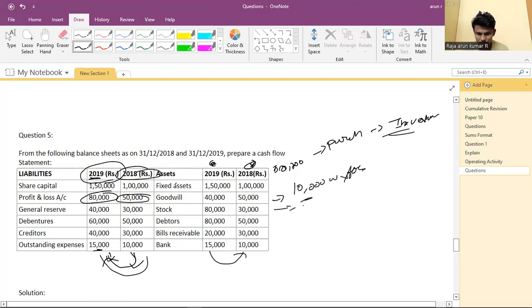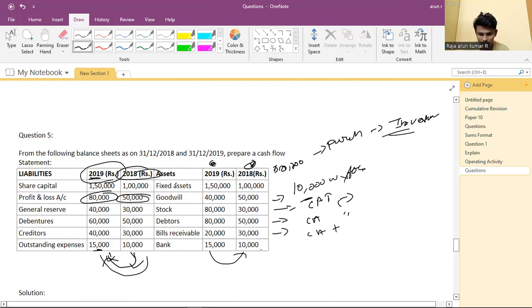Stock means stock 30,000 opening, 50,000 increases. Stock increases, current asset increases. Okay, what do we do? Less it. Then debtors, current asset increases. Again, current asset increases. Same, less it. Bills receivable, opening 30,000, current asset decreases. Add it.